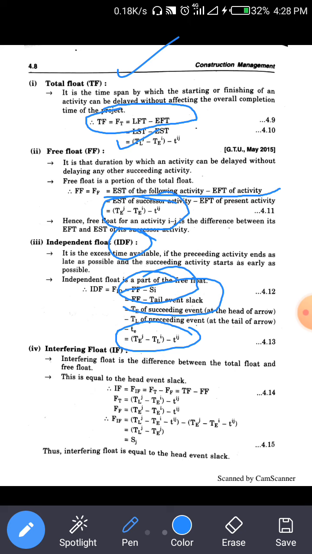The fourth type of float is the interfering float, IF. The interfering float is the difference between the total float and free float. So the equation is total float minus free float. This is the equation we use: TF minus FF. So that is the interfering float.